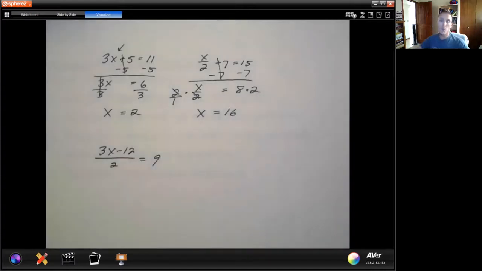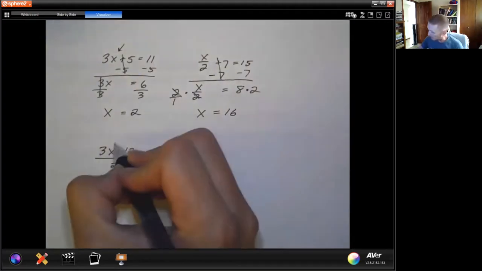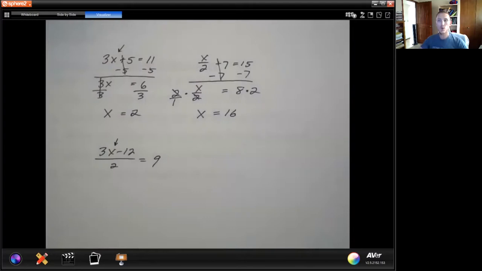Now my guess is you probably could have done these in your head, but the process is so important. The third example, which is hopefully review, is what happens if the x, along with the 3 and the minus 12, is all trapped in a fraction.